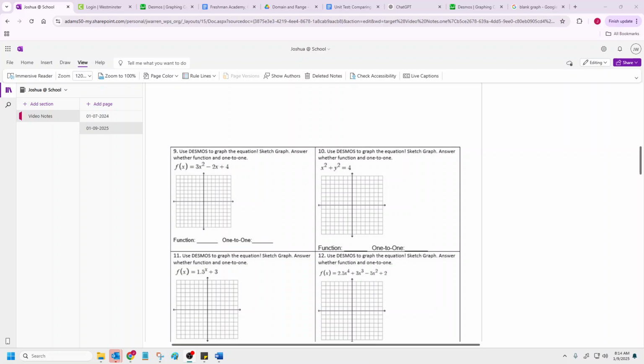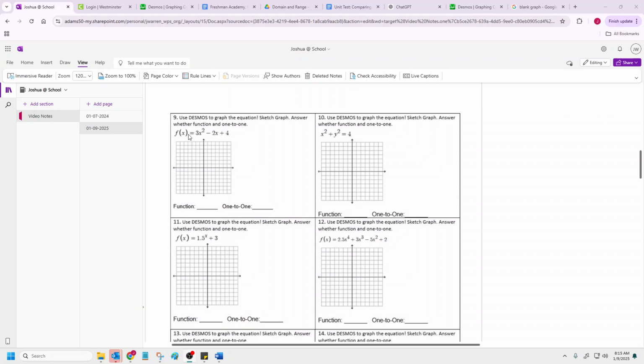So what I want on these, it's pretty self-explanatory. It says use Desmos to graph the equation, sketch your graph, answer whether it's one-to-one. So what do I mean by that? Well, let's check out number 9 together. So do you see this 3x squared minus 2x plus 4?